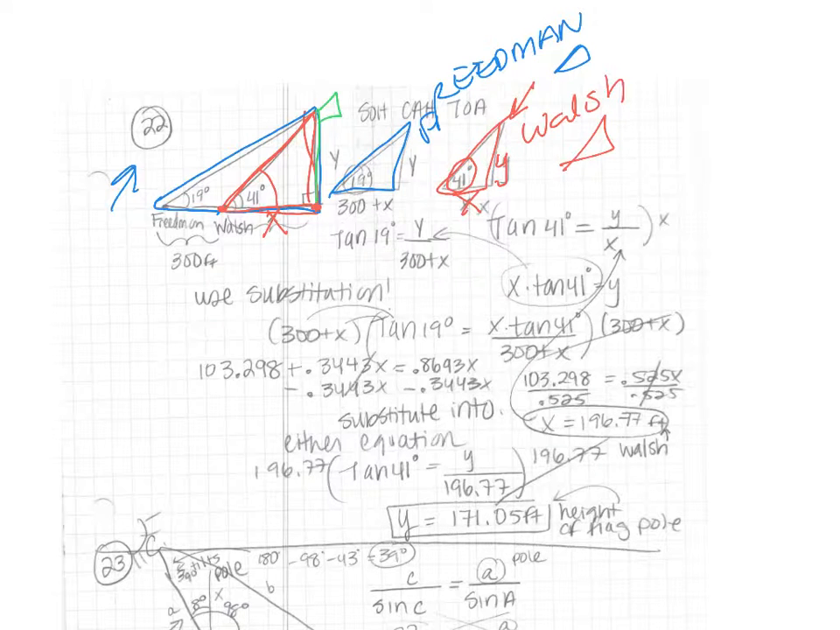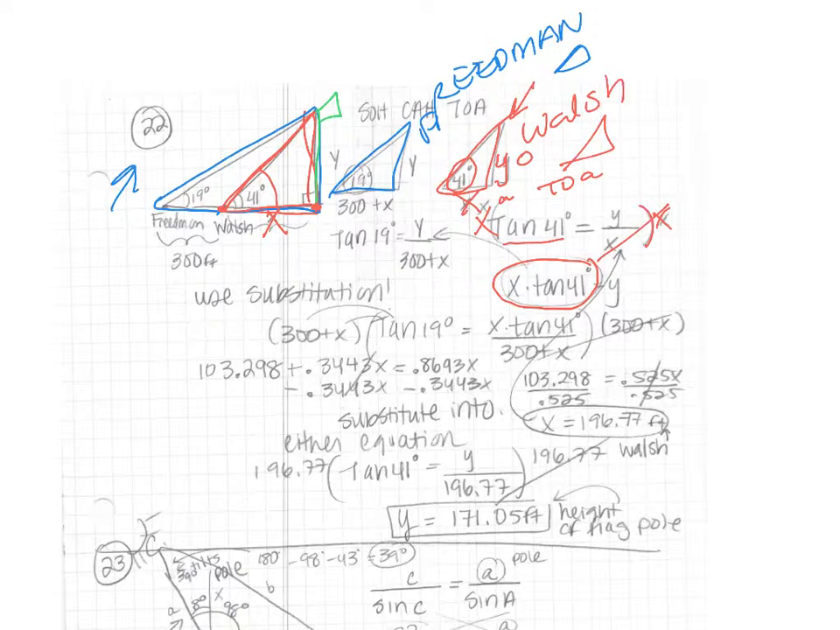So for Mr. Walsh, we want to find the opposite. We want to find the adjacent. So we're going to use tan, TOA. So tan of the angle is y over x. We multiply both sides by x to get rid of the denominator. So we isolate y. We do that so that we can make a substitution.